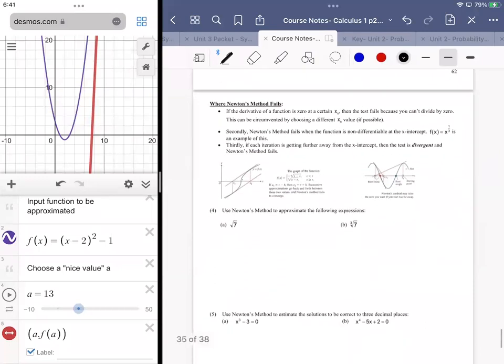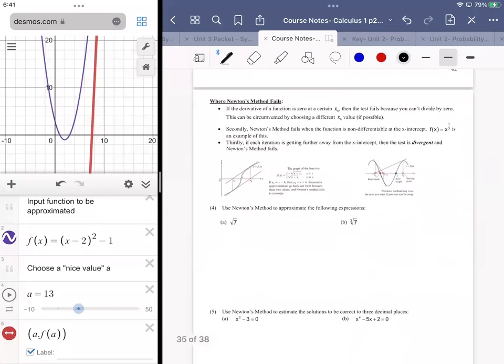The examples here are kind of out of order, so I'm going to do number 5 first and then come back to number 4. But it's pretty straightforward in the sense that you'll have a function, that function will have a derivative, and then it's just a matter of making some substitutions. All right, so let me show you.